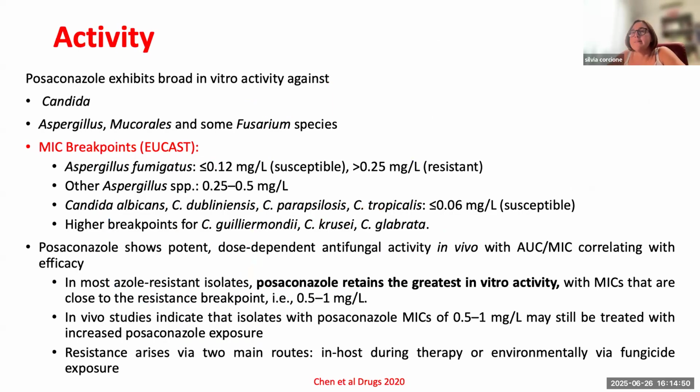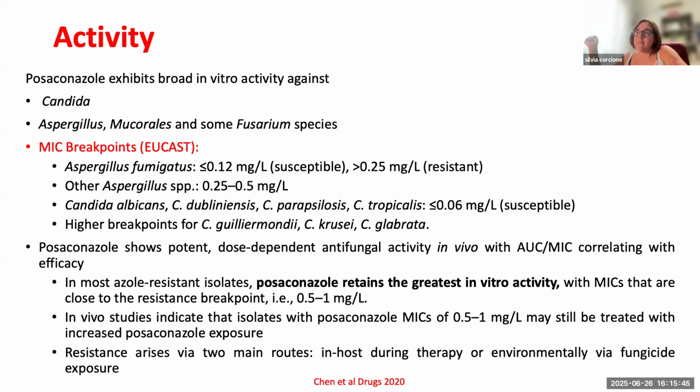Regarding activity, posaconazole has a broad in vitro activity against Candida, but also Aspergillus, Mucorales, and some Fusarium species, with different MIC breakpoints shown by EUCAST. In my opinion, there is an interesting part of posaconazole since it shows a potent dose-dependent antifungal activity in vivo, correlating with efficacy. And even in the setting of some azole-resistant isolates, posaconazole has an in vitro activity. So we might increase the dosage and still use posaconazole even when the MIC is not available, because we know that not always is the MIC available for fungi, sorry. We can still use posaconazole with increased dosage.